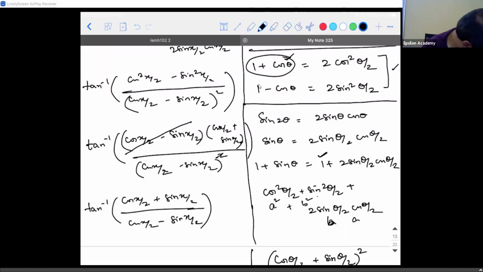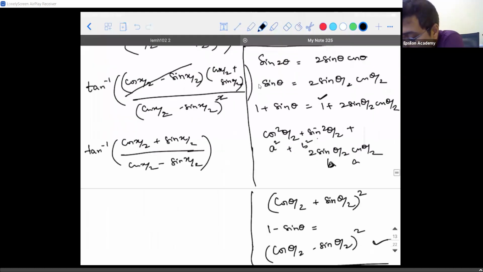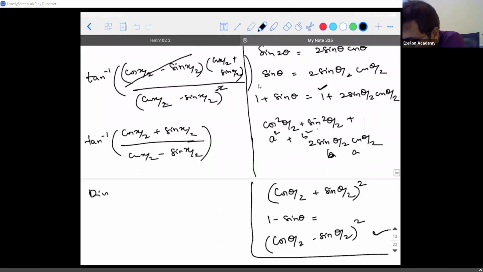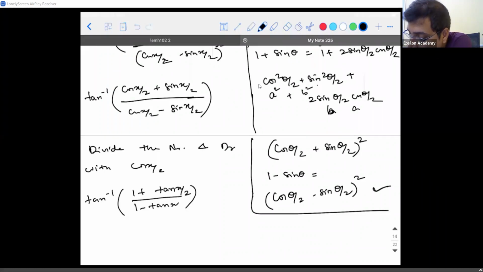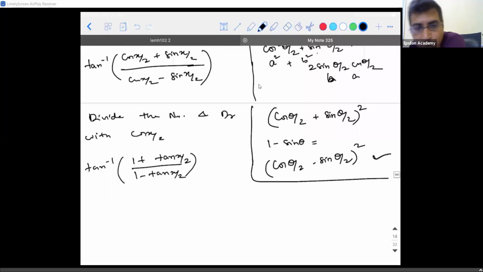Okay. Now listen. I'm going to divide the numerator and denominator with cos x by 2. When I do this, I get tan inverse of, you guys tell me, numerator will be 1 plus tan x by 2 by 1 minus tan x by 2. 1 plus tan x by 2 by 1 minus tan x by 2.